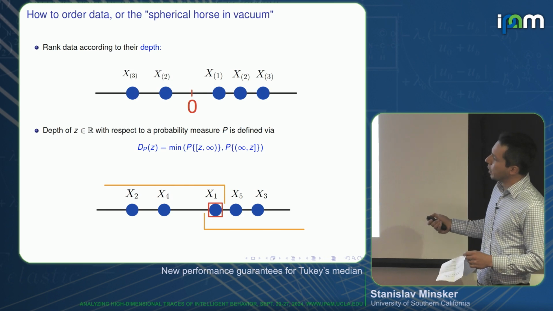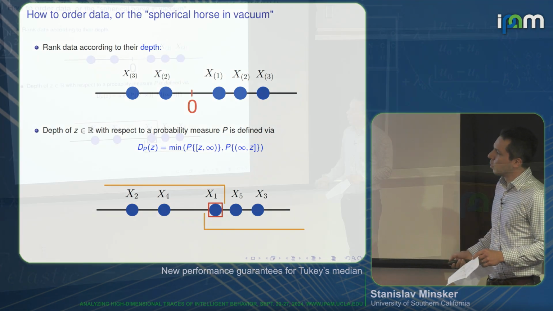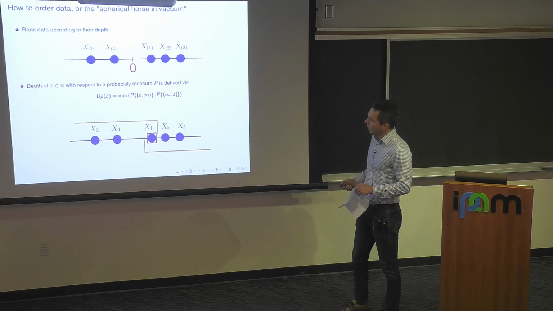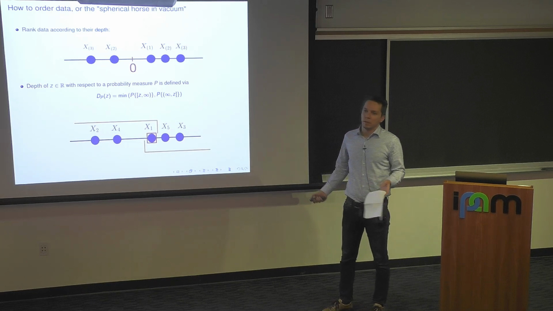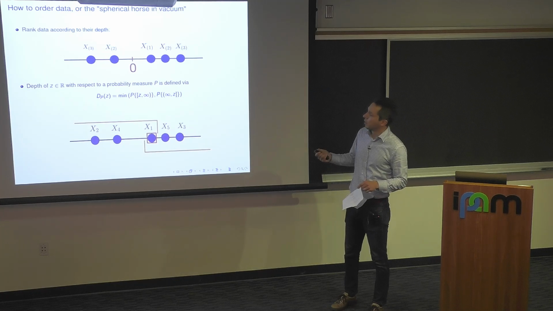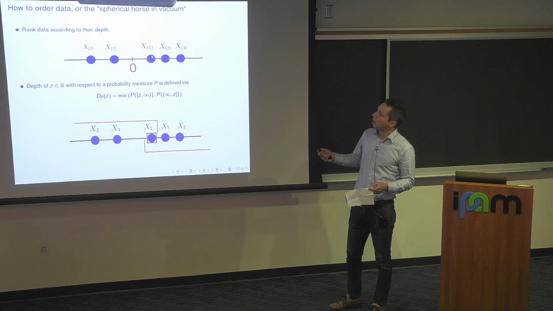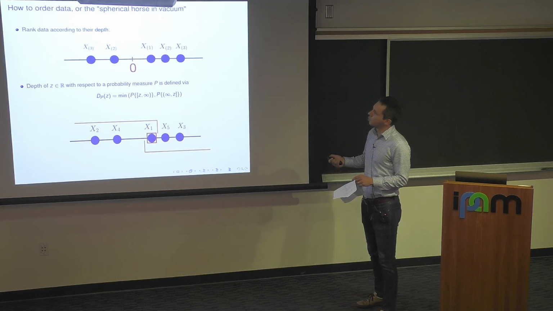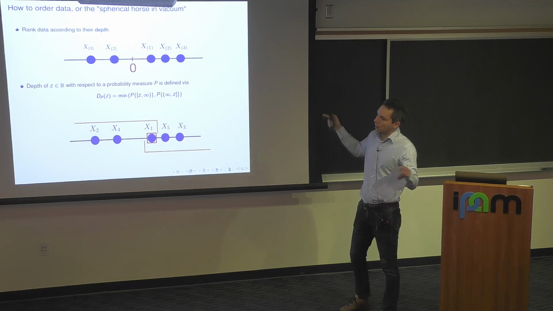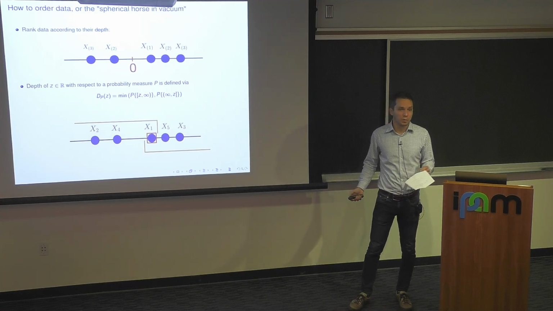But in general, we can define this for any probability measure as the minimum between these two numbers, and then we can naturally order our data according to depth. So the deepest point, in this case the median, will get rank 1. Then these 2 points will get rank 2, and 2 points on the boundary will get rank 3.